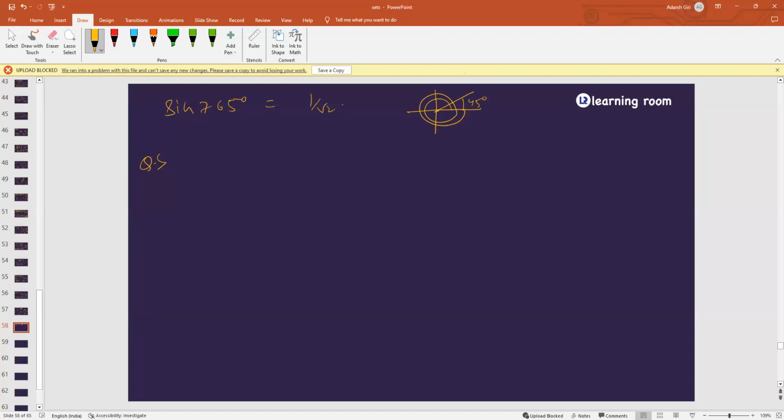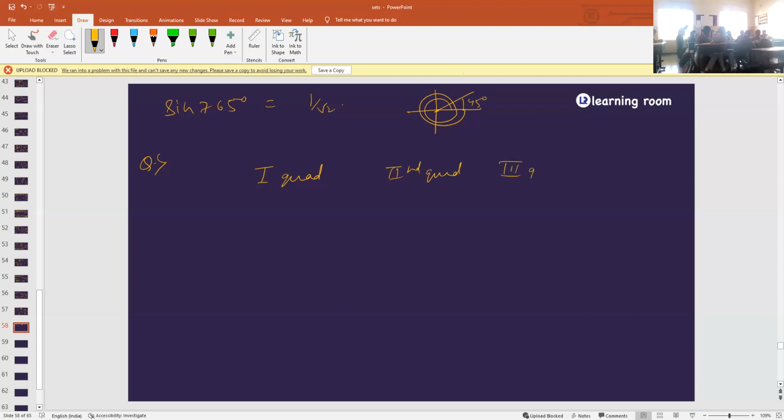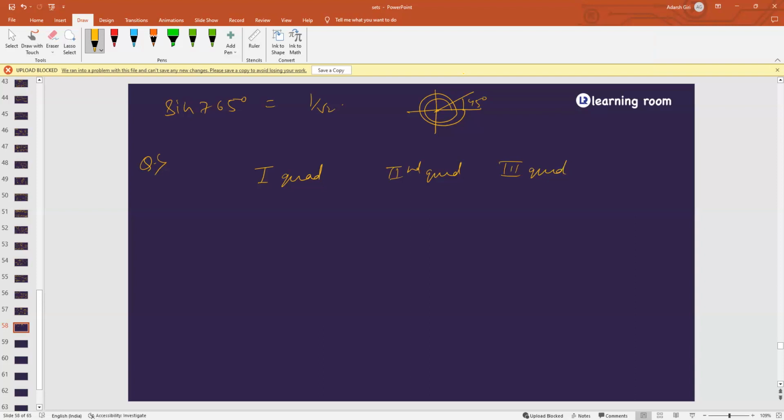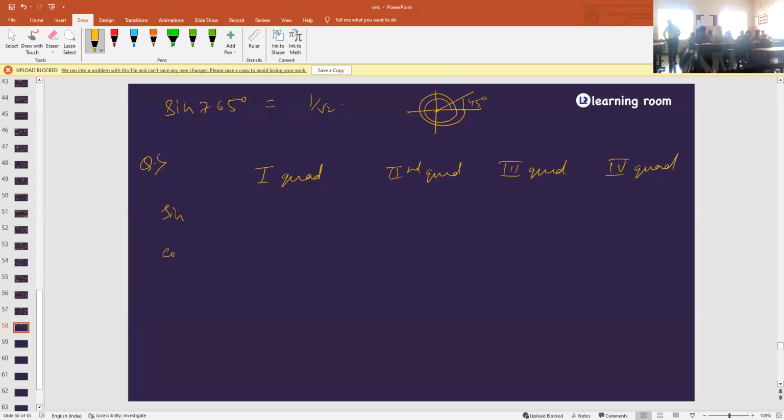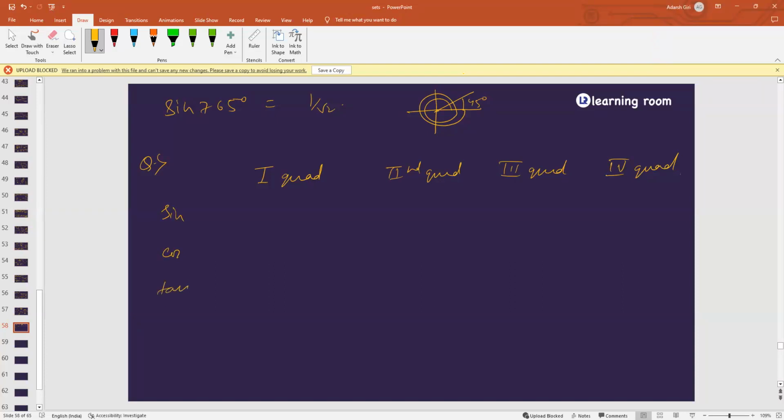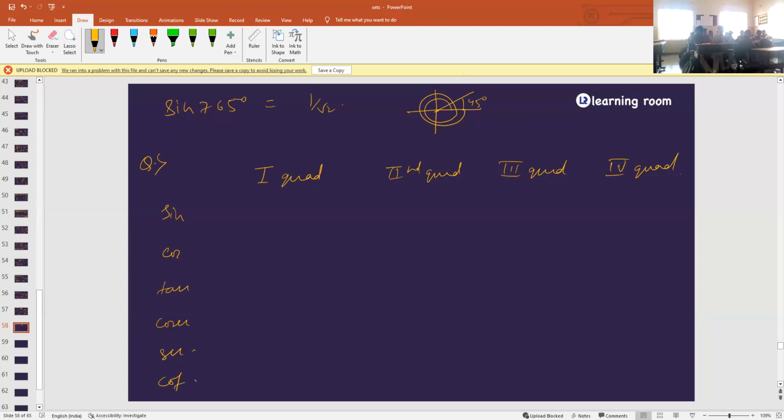So I have homework for you. You have to fill this table. I showed you the graph of all the functions. First quadrant, second quadrant, third quadrant, and fourth quadrant. Sine, cos, tan, cosec, sec, cot. You have to tell in the first quadrant whether sine is increasing or decreasing.